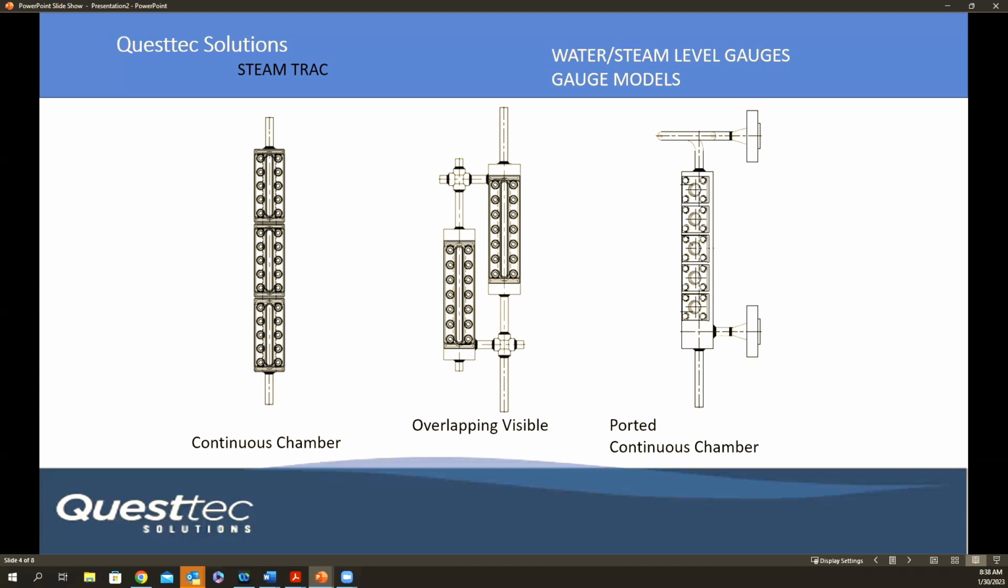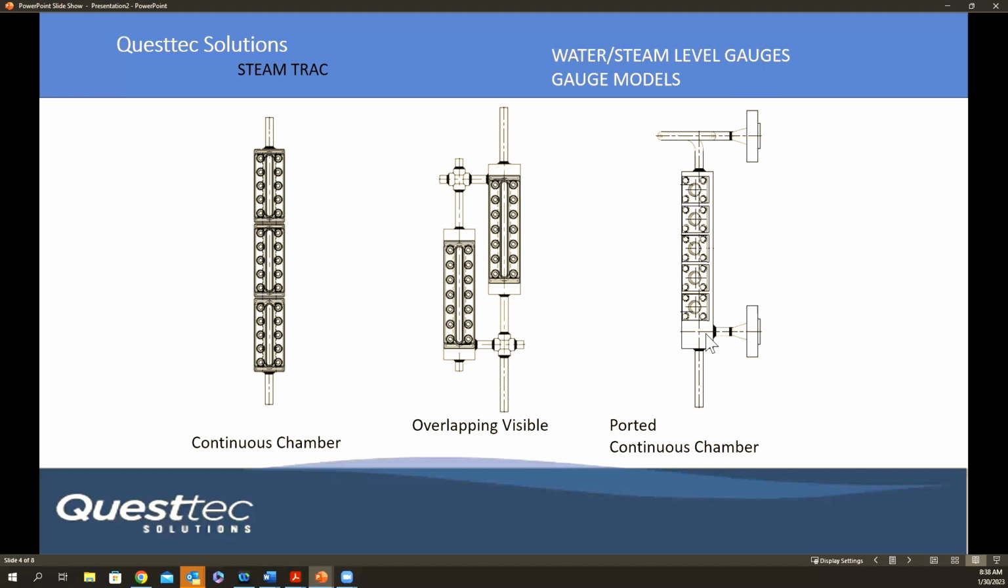And then lastly, we have our ported continuous chamber, which is like a bicolor sight glass. For Questtec, it's our STB 3000. You have the Diamond Power, and the Clark Reliance Simple Port. Those are the competitors that we're looking to replace. Another caveat with the ported continuous chamber is that this ported sight glass does not meet code unless you have the bicolor illuminator assembled as well.